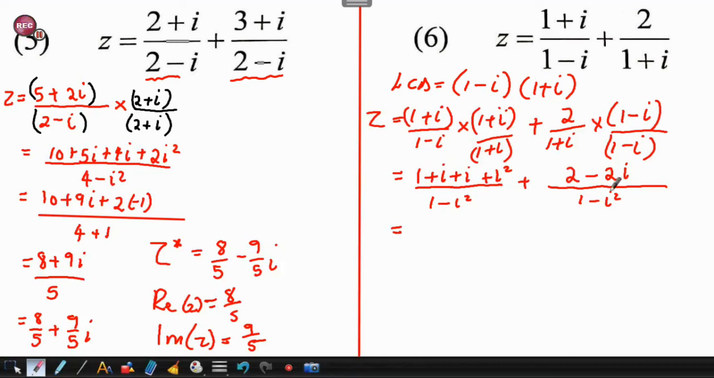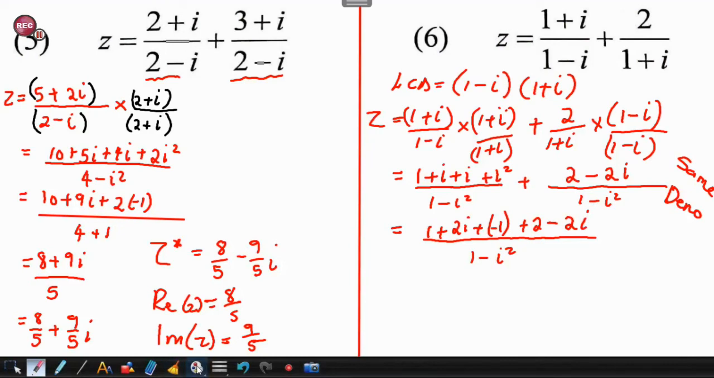Now we see we have the same denominator, so we can add the numerators, because the denominators are the same. So we'll have 1 plus 2i plus that i squared, which I'm going to write as negative 1, and then plus 2 minus 2i.